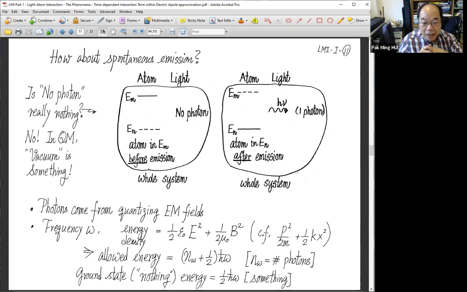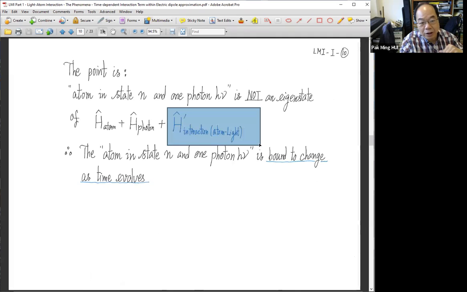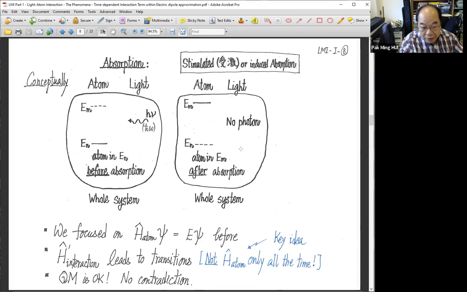Similarly, we can do the same thing for stimulated emission. I haven't written it out here. In stimulated emission, at the beginning, atom in the upper state with one photon. Finally, atom in the lower state with two photons. Then that is stimulated emission. Or atom in the higher state with n photons. Afterwards, atom in the lower state with n plus one photons.